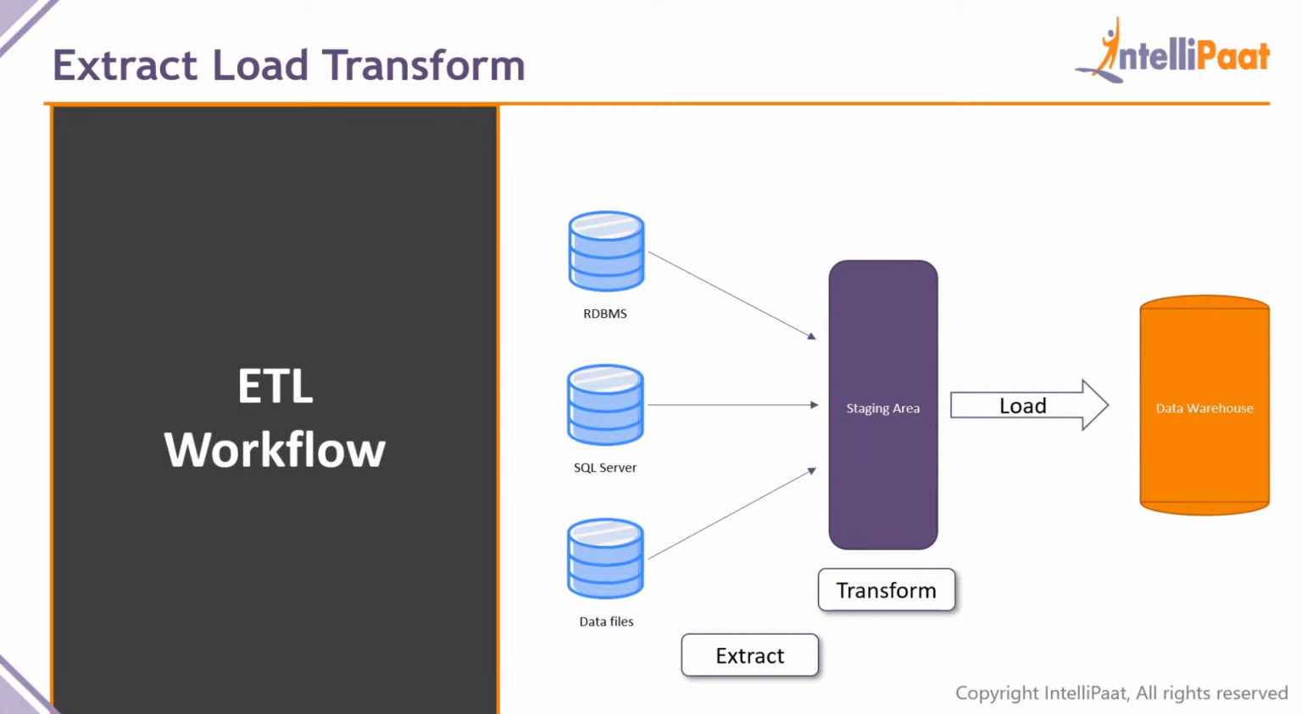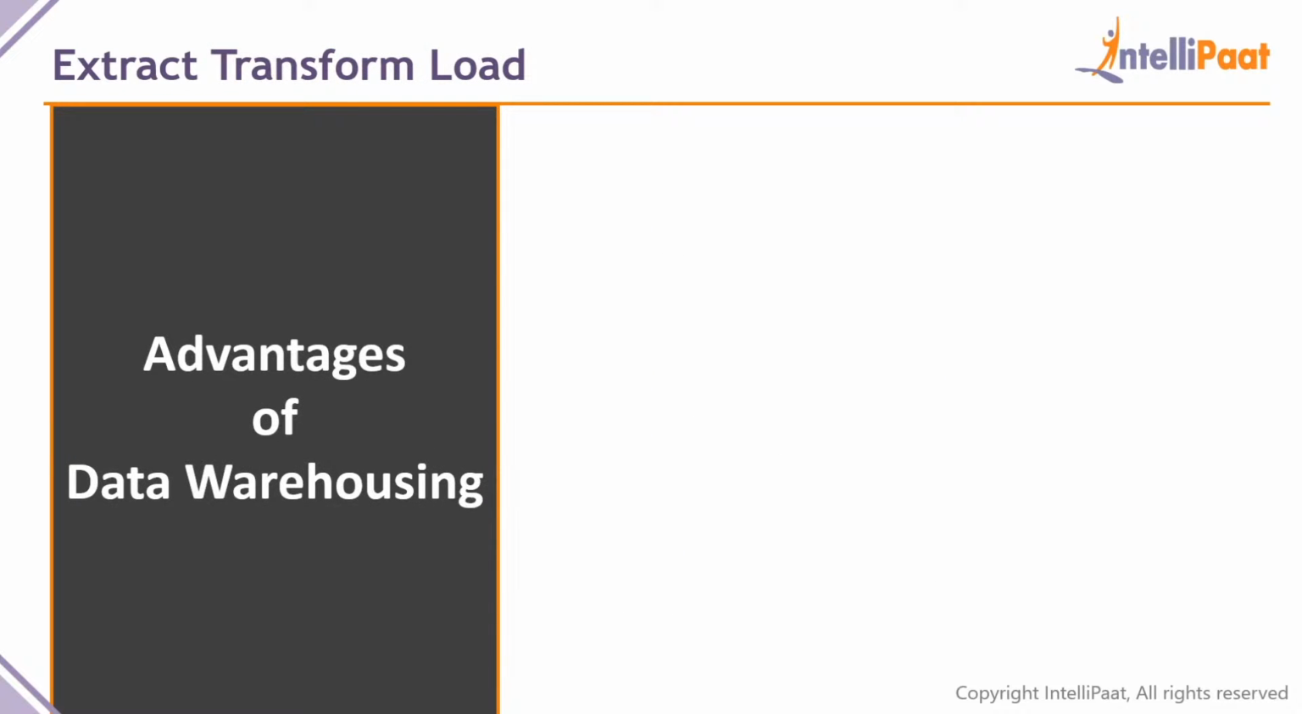So this is what the ETL tool does. It takes the data from the data source and puts it into a data warehouse after it has transformed it. So now that we understand the ETL workflow, let us look at the advantages of data warehousing, because the entire aim that we have with using ETL is to create a data warehouse. So the question obviously comes up, why are we so inclined to data warehouse? What are the advantages of it?